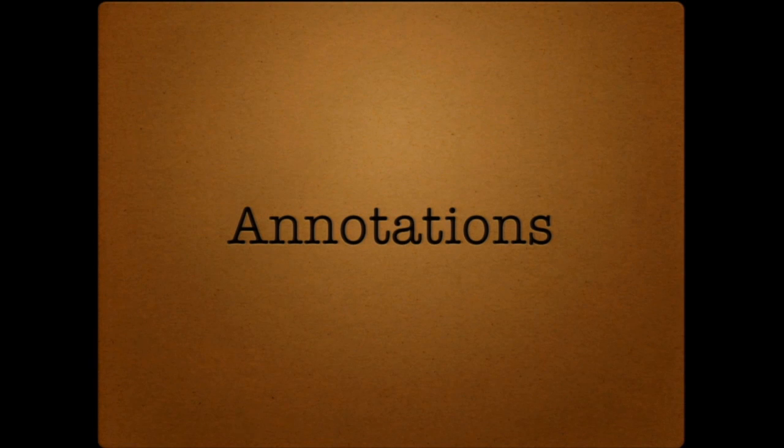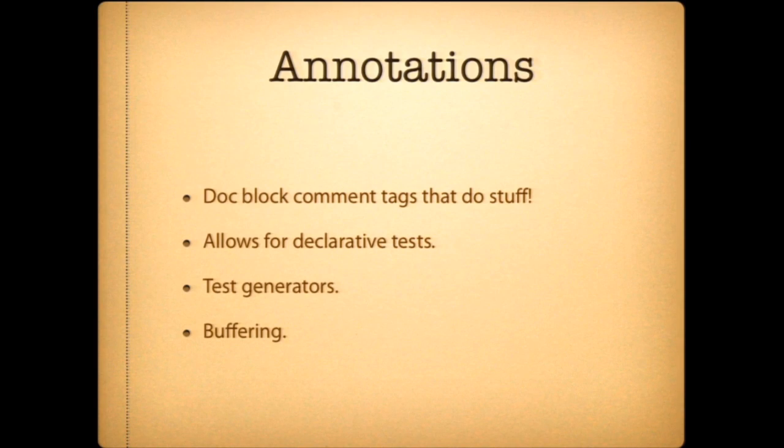So the annotations are basically doc comments that do stuff. They allow you to make assertions, they allow you to generate tests, those are the main things. And they allow you to deal with output buffers. So you can create declarative tests. You can say, I have this set of data, I want to run n tests, and I want to not have to write a for loop in my code, and remember to call setup and teardown before each for loop, and those kinds of things.